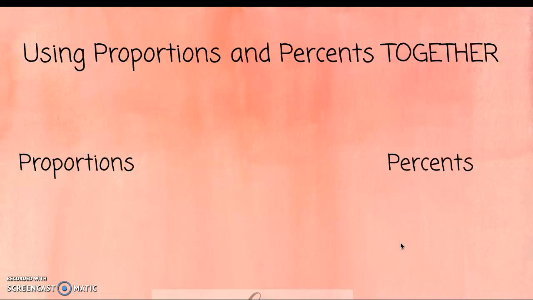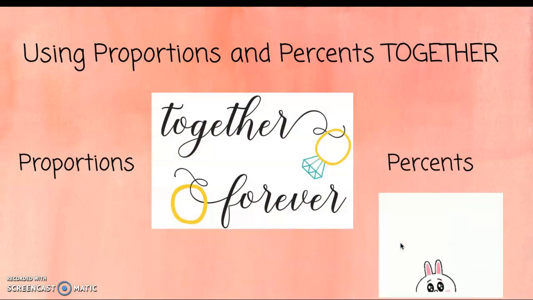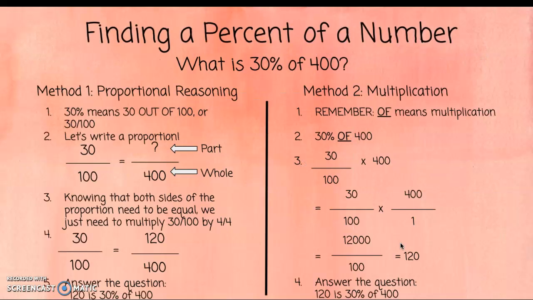Using percents and proportions together. Oh, together forever. Oh, so happy for them. Finding a percent of a number. So our question here is, what is 30% of 400? So there are two methods to this. Let's go over method 1 first, using proportional reasoning.